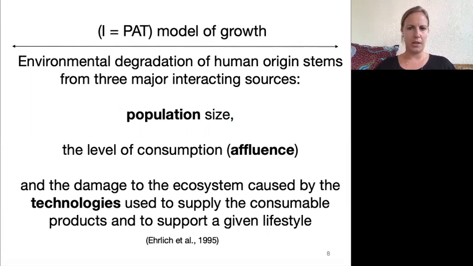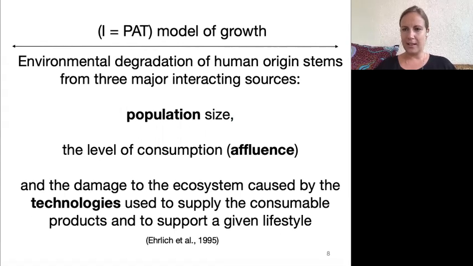A simple way to look at the causes of environmental degradation is what's called the IPAT model of growth, which was proposed in 1971. So this is looking at the environmental degradation of human origin stems from three major interacting sources. So the impact, I, is caused by population size, the level of consumption or affluence, A, and the damage to the ecosystem caused by T, technologies used to supply the consumable products and to support a given lifestyle.